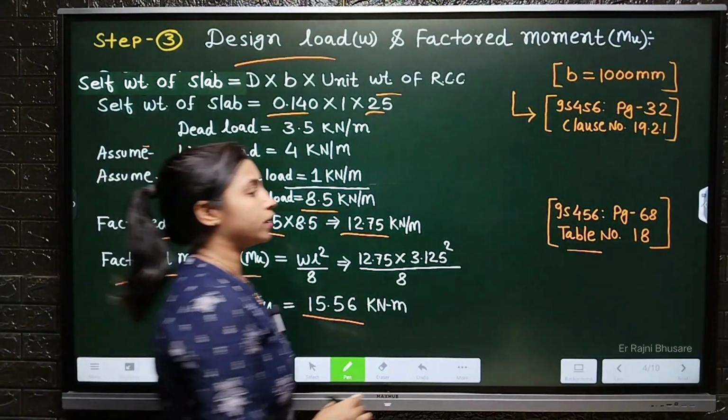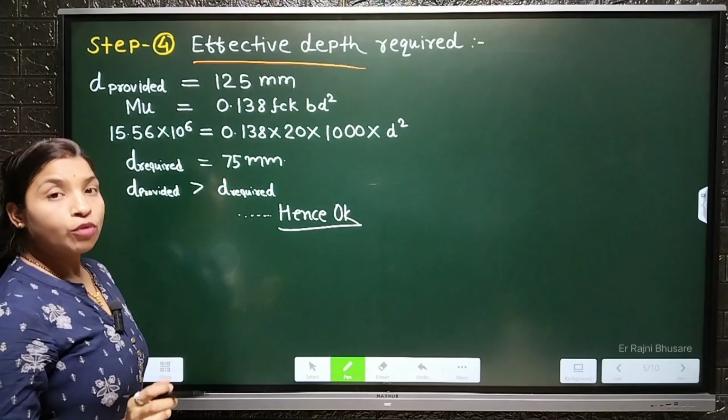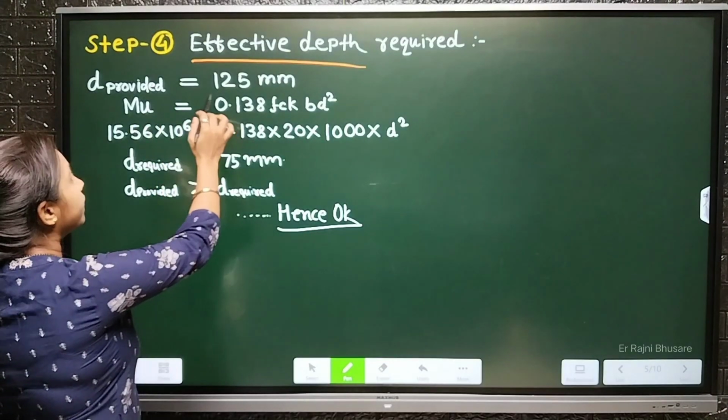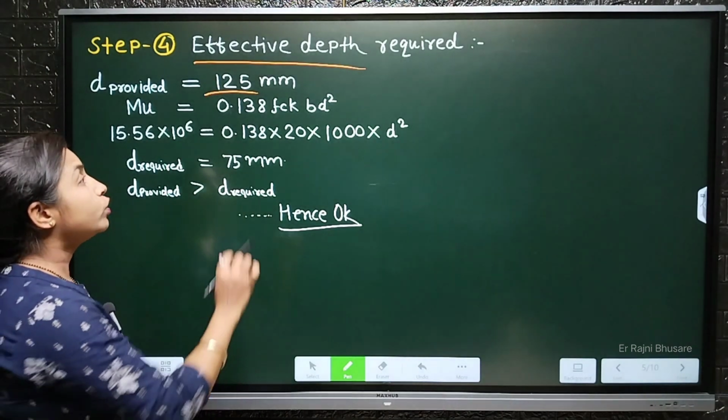Our next calculation is to determine the effective depth required. Now we have d provided, which we have calculated as 125 mm. And now how to calculate the effective depth required?